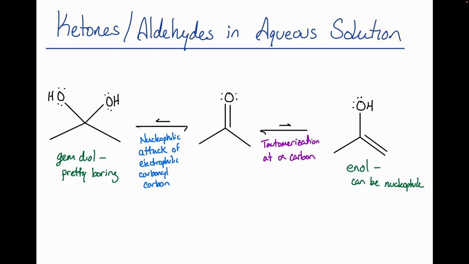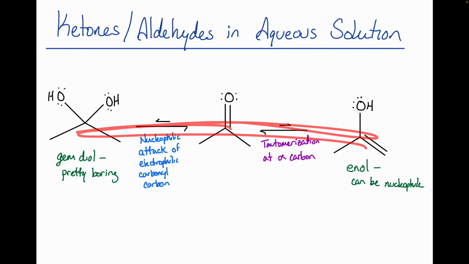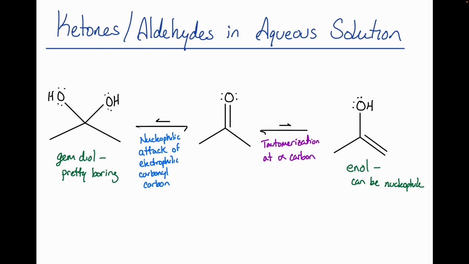So in aqueous solution, ketones and aldehydes are always bouncing back and forth between these various forms. We talked last chapter about these gem diols that form, but these gem diols are pretty boring. Now we're talking about this other form, these enols, and they're a little bit more interesting because these enols can be nucleophiles. So let's do an example of a reaction where that enol is playing the role of a nucleophile. It's what's called alpha carbon halogenation.